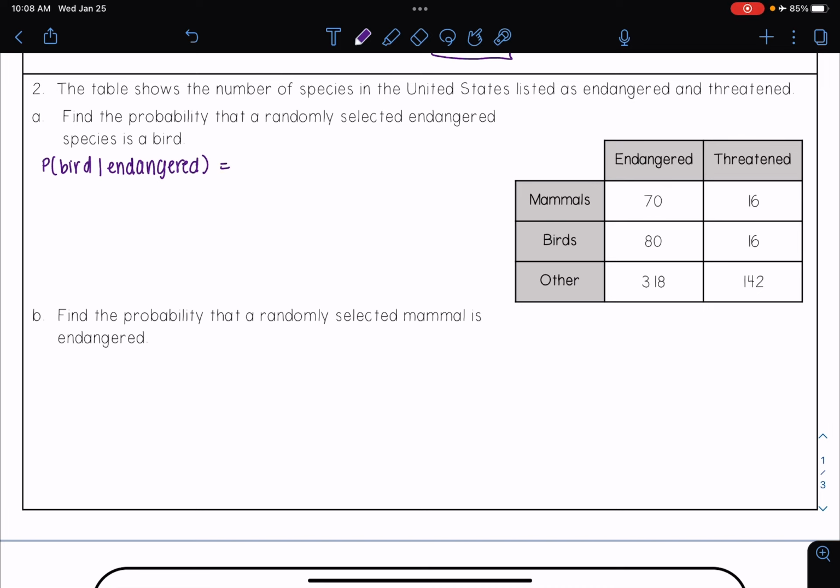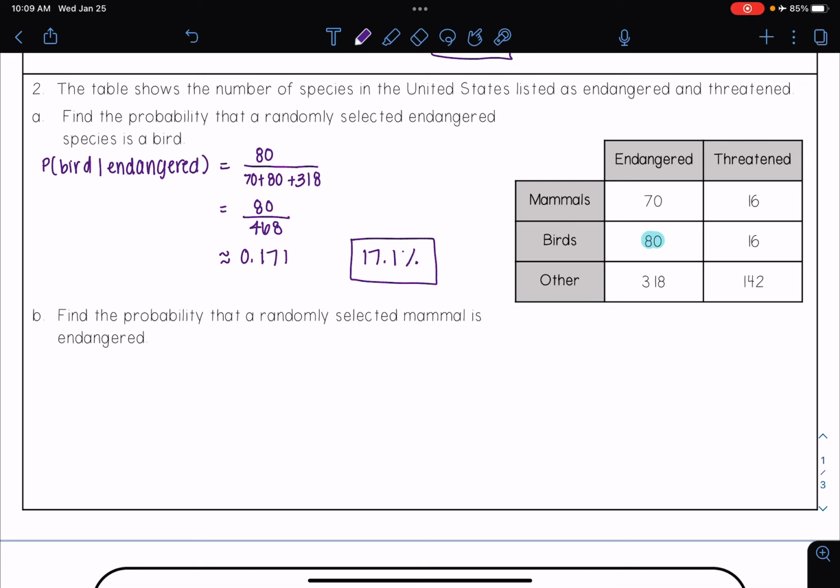So I want to go to the endangered column. I want to see what the number of birds are, and I see that number is 80. And then I want to find the total number of endangered species in general. And so that's going to be 70 plus 80 plus 318. So it's going to be that entire column. So 70 plus 80 plus 318, we get 468. And then 80 divided by 468, you get approximately 0.171. So this is going to be a 17.1% chance.